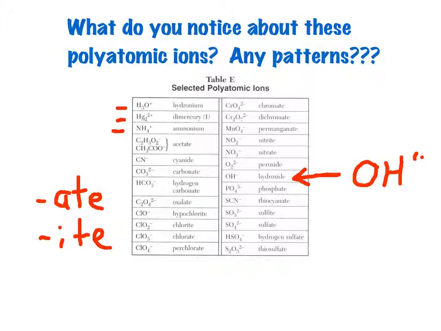This is a polyatomic ion with oxygen and hydrogen in it. I would suggest that you just memorize this one because you're going to see it all the time and you don't want to be confused by its IDE ending. But it's the only one ending in IDE. You're going to want to look for words that end with ATE or ITE, and that's going to be a clue to you that what you're dealing with in that formula is a polyatomic ion.